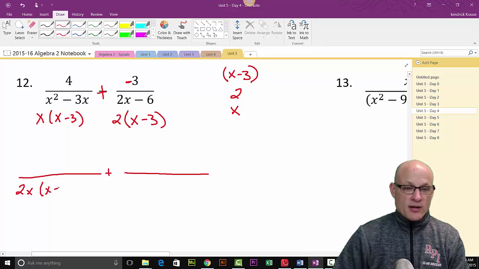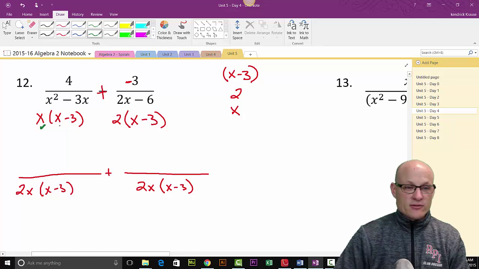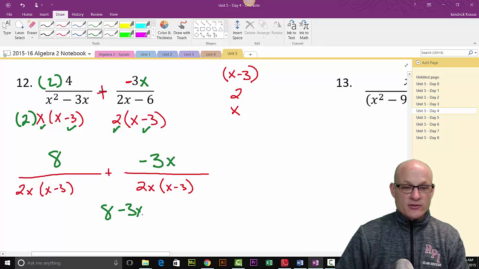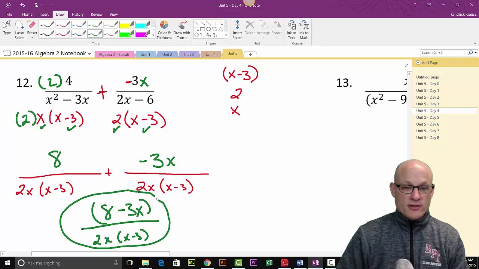2x, x minus 3. So let's see. This one has an x minus 3, but it's missing the 2. So we multiply by 2, I get 8. This one has the 2. This one has the x minus 3, but it's missing the x. So we'll multiply by x. So my numerator is 8 minus 3x all over, keep it in parentheses, 2x, x minus 3. And since there's nothing to factor out of the numerator, that's your answer.